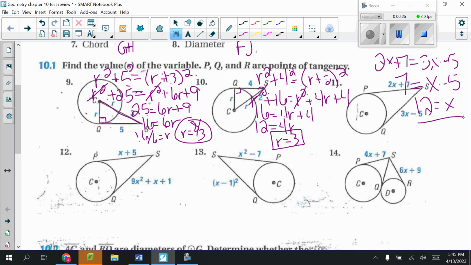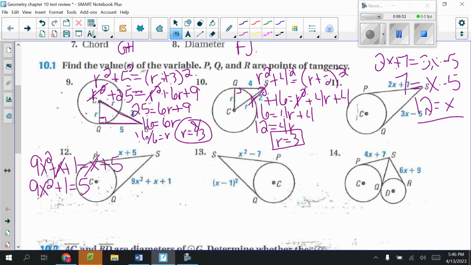Number 12 looks just like number 11. So again, I set these two equal. So I would say 9x squared plus x plus 1 equals x plus 5. I want to get all of my x's on the same side, but this time when I move this x over, they cancel. And so I have 9x squared plus 1 equals 5.